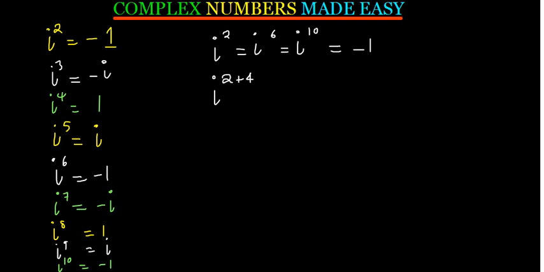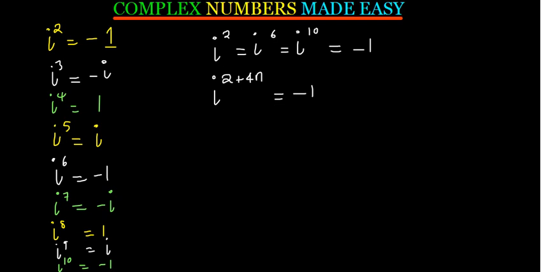Now instead of it just being 4, we are going to say 4n, where n is an integer, so it can be 0. If n is 0, we are just going to have i to the power 2, which gives us negative 1. If n is 1, it will be i to the power 6, which gives us negative 1. If n is 2, 4 times 2 is 8 plus 2, that will be 10. i to the power 10 gives us negative 1. So i to the power 2 plus 4n is equal to negative 1. This is a general expression that we can derive.